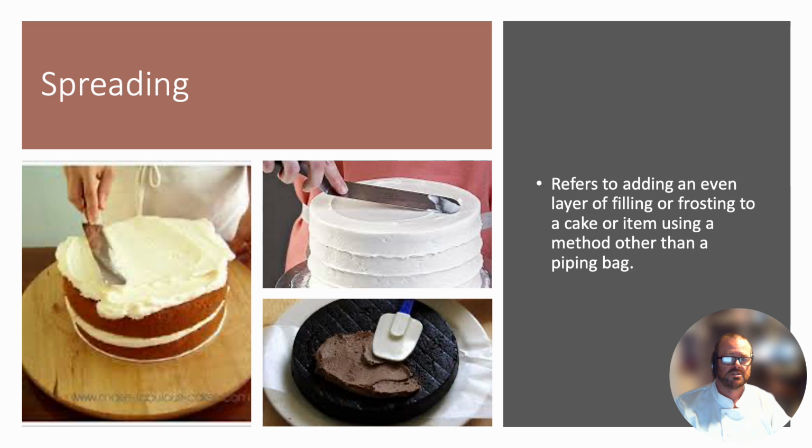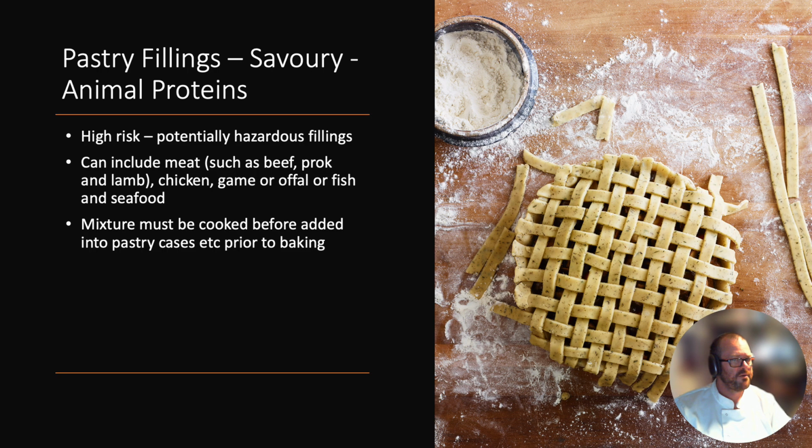Cool. Knowledge test 2 should now be finished and we should be moving through knowledge test 3. So, a bit of information here about fillings. We talk about pastry fillings, savory animal proteins. You've got to be quite careful with animal proteins, because a lot of them can be high risk, potentially hazardous. It can include meat, chicken, game, offal, fish, eggs.